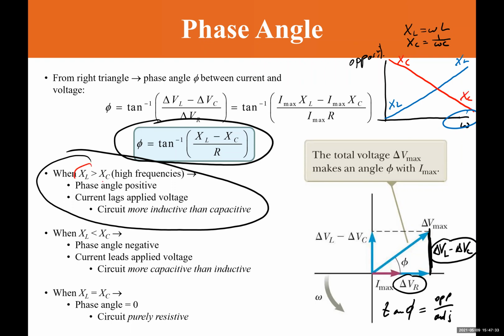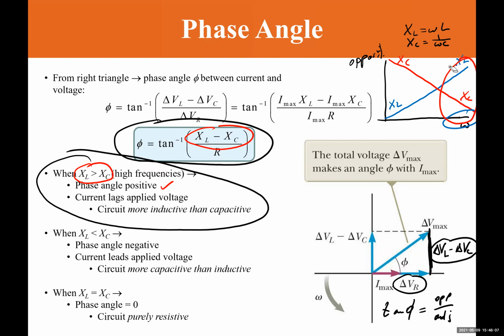over here, when X sub L is greater than X sub C, at higher frequencies, the phase angle is positive. Why? Because this difference here is positive, okay? And the current lags applied voltage. So the circuit is more inductive than capacitive, okay? That means when you are somewhere in this region, you have a positive phase angle and your circuit is more inductive than capacitive, and current lags applied voltage. That means applied voltage is ahead.